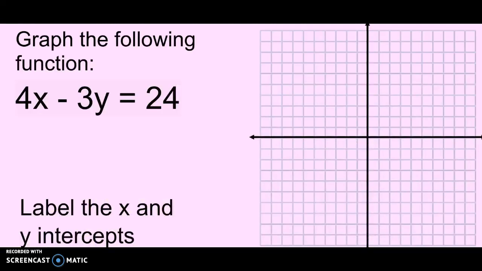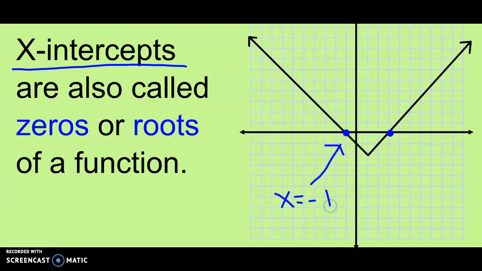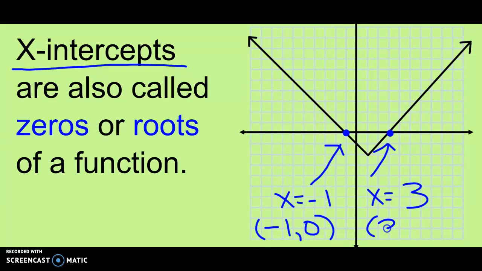All right, so I'm going to skip that one. Remember that they can be called zeros or roots also. So your x-intercepts can also be called zeros or roots. So when you're looking for that, you're looking for where it crosses the x-axis. So here one of them is -1. The other one is going to be 3. So you can write it like that if they're asking for the x-intercepts. Sometimes you might have to write it with the 0 at the y, but it means the same thing.